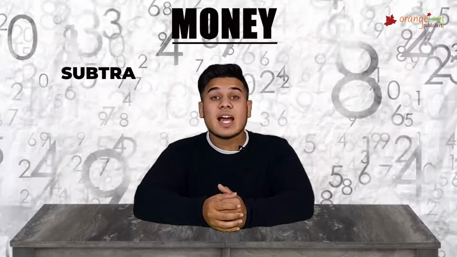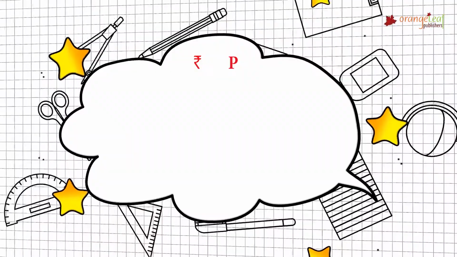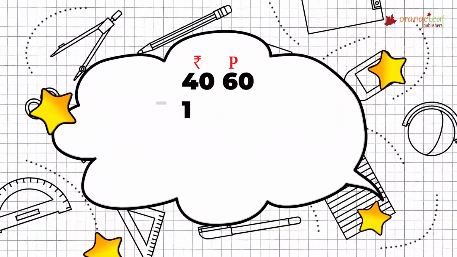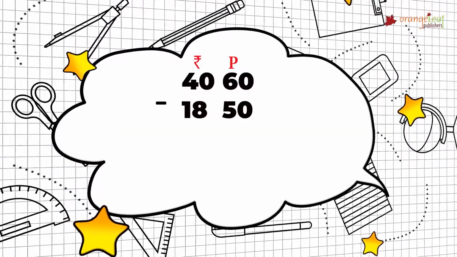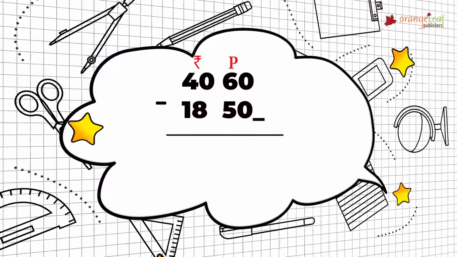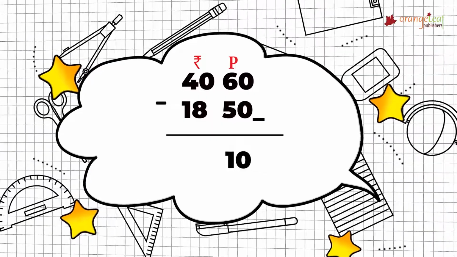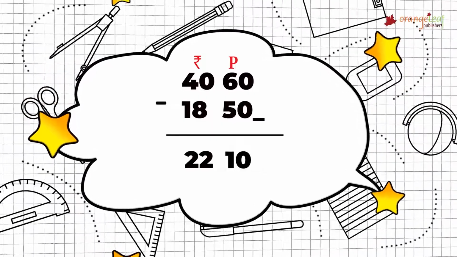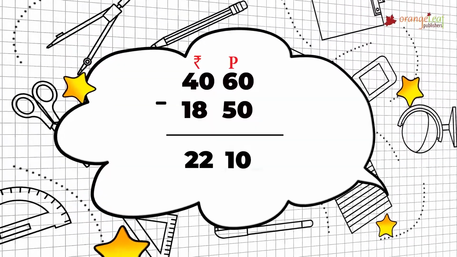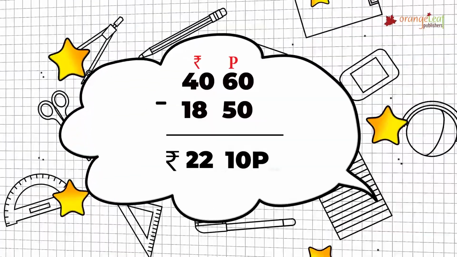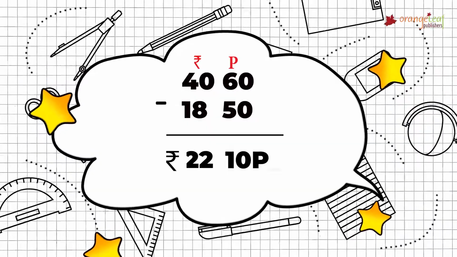Now let us have a look at the subtraction of rupees and paise. When we subtract 18 rupees and 50 paise from 40 rupees and 60 paise, we have to first subtract the number in the paise column and then subtract the number in the rupees column. Since we cannot subtract from 0, we borrow from 4. The final answer is 22 rupees and 10 paise.